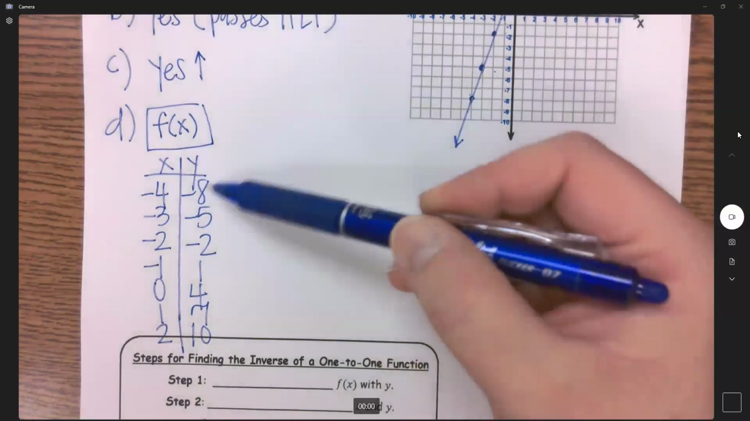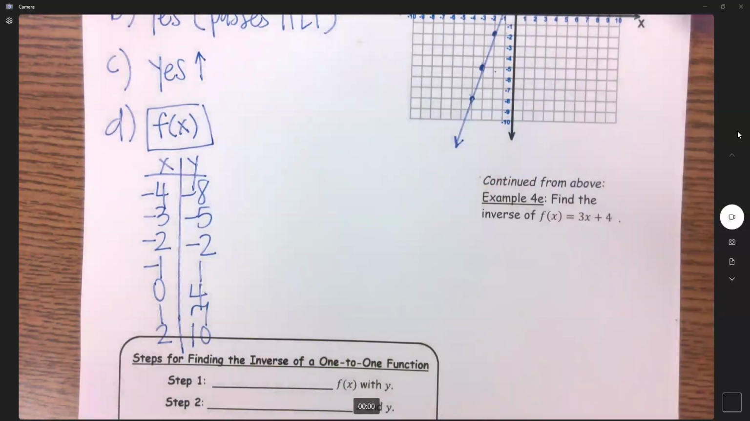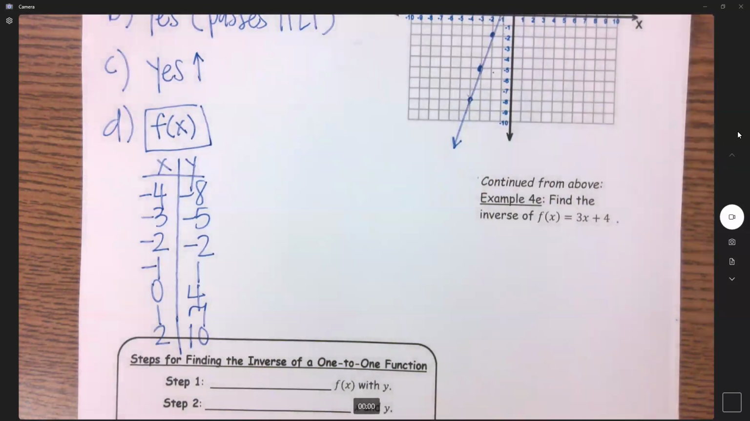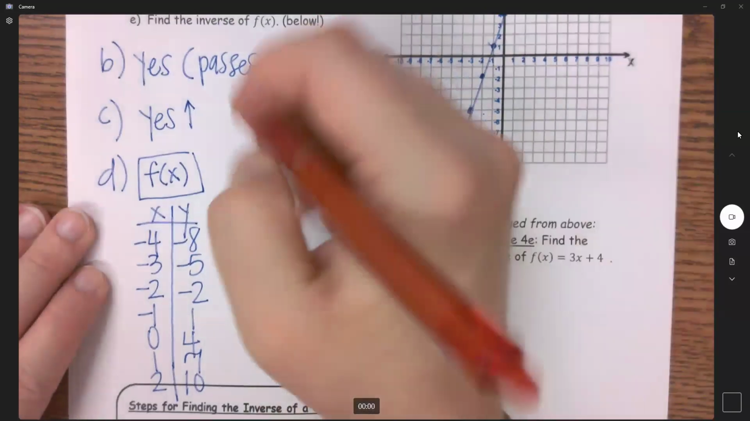So there are my 7 ordered pairs that I have on my graph. I'm going to change colors to represent my inverse.